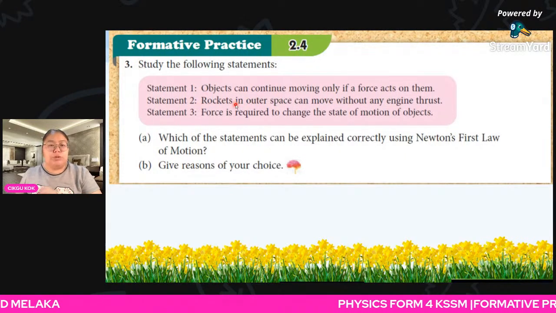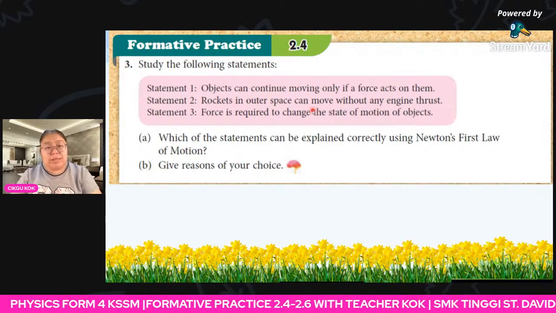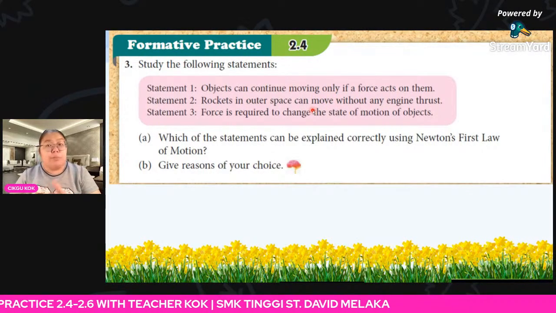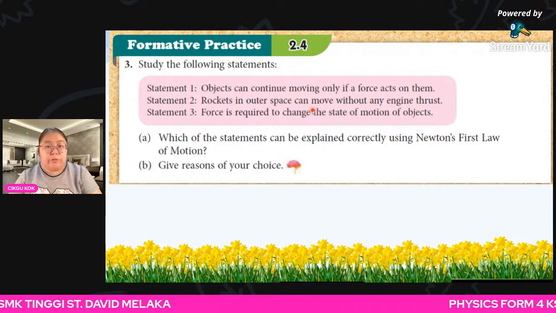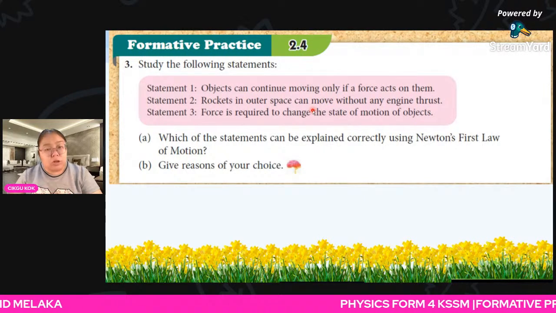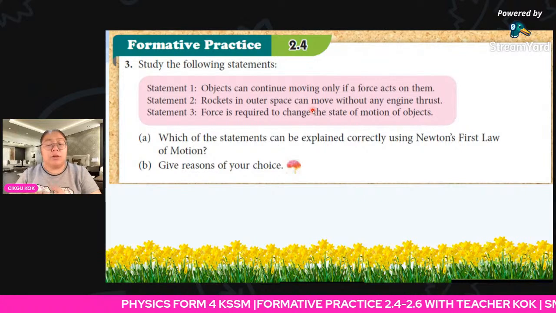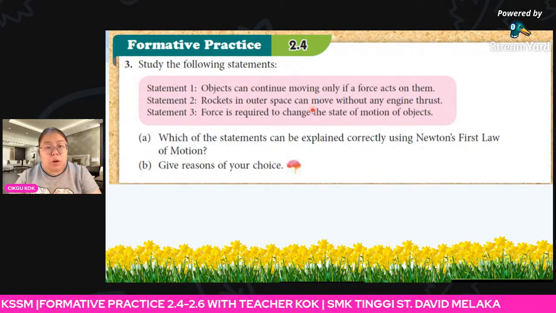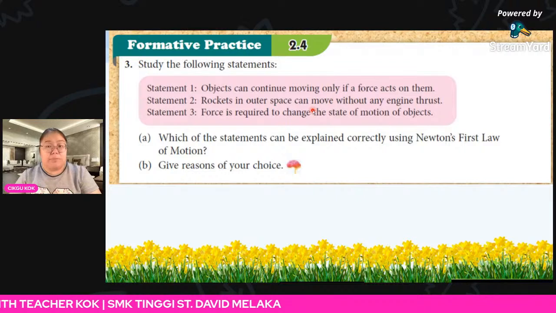Okay, number two: a rocket in outer space can move without any engine thrust. Engine thrust means a force to make the rocket move. They're talking about when the rocket goes to outer space, it can still move. Before the rocket launches, force helps it move and it gets momentum. Until it goes to outer space, it no longer has any force, but the rocket still continues to move. So there is a meaning in statement number two.